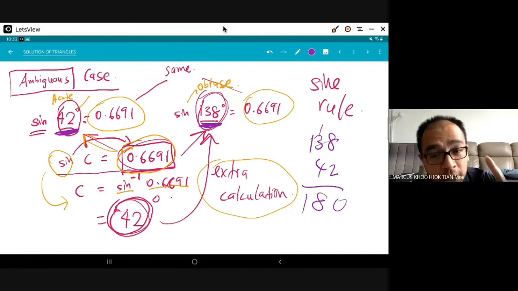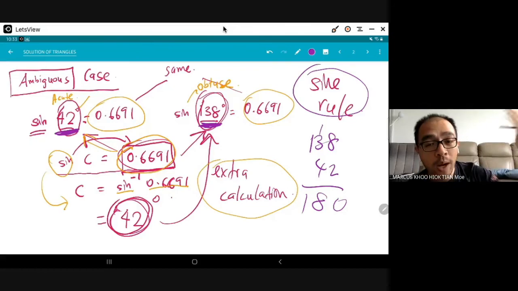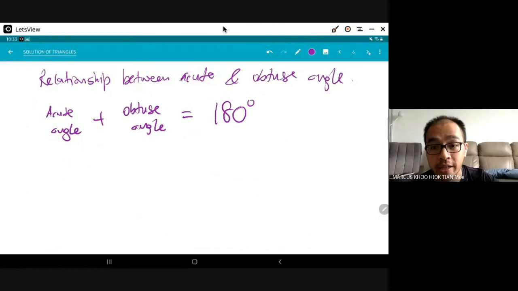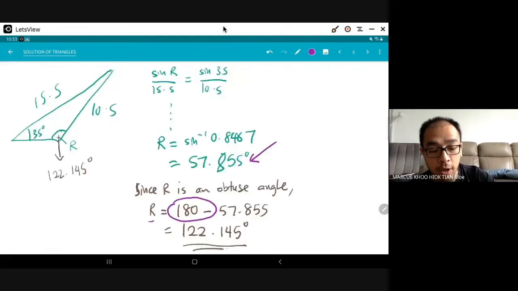It's very special, it only happens in the Sine Rule. Why the Sine Rule and not another rule, which we will learn in the next class? You will also learn that in Form 5. This relationship is so special that I must have one special class just to talk to you about it. An acute angle plus an obtuse angle, the answer must always be 180 degrees. That's why if I want to find the obtuse angle, I just do 180 degrees minus the acute angle.